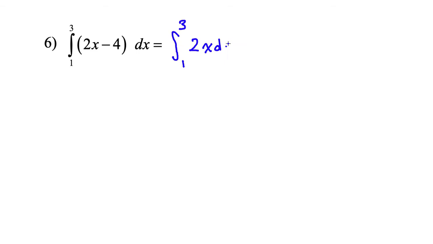2x dx plus the definite integral between 1 and 3 of negative 4. Or I can think of this maybe as minus the definite integral between 1 and 3 of 4 dx. So that's kind of what I'm thinking of in my head. When I actually do the math, this is what happens.